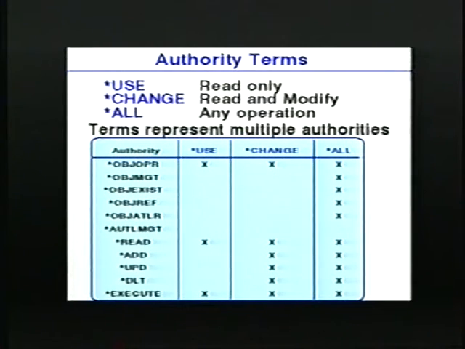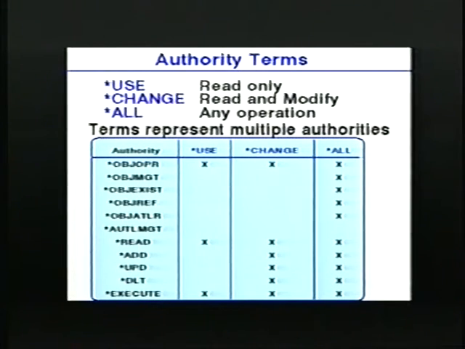Now, IBM actually makes it a little simpler for us than all these individual authorities in that they've got some terms that describe multiple collections of these authorities, and these more or less describe typical operations. If you want to let someone be able to read but not modify, you will grant them use access. And use access is really object operational authority, read access, and execute access.